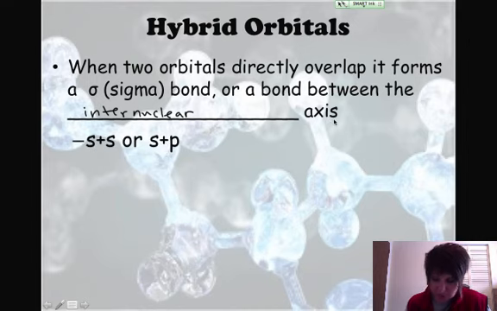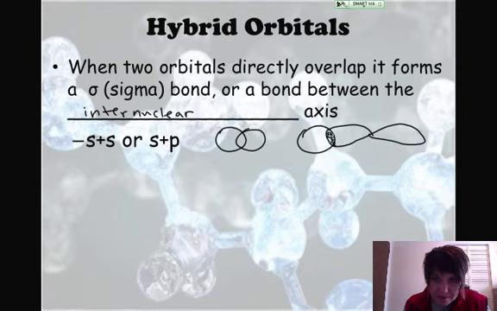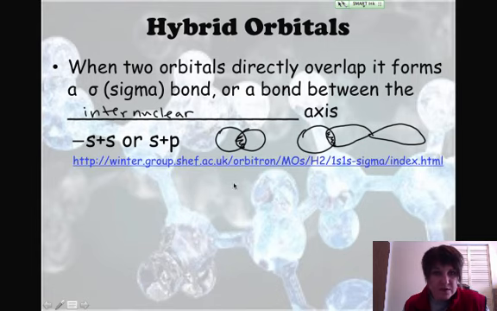You could get this by having two s orbitals overlap with one another, or you could have an s overlapping with the lobe of a p orbital, right here in between. So you form sigma bonds between s's and p's as long as they're on the internuclear axis. Let's look at this online.